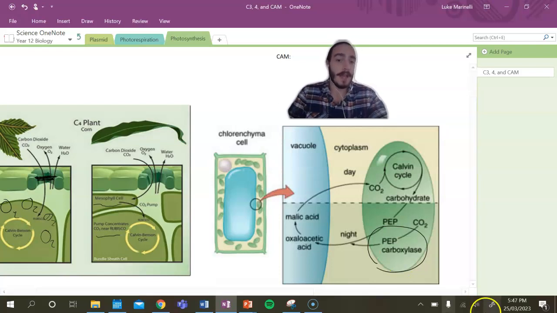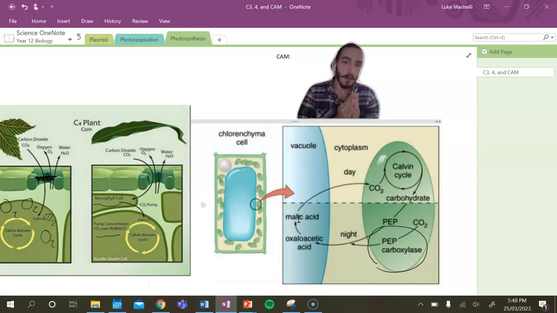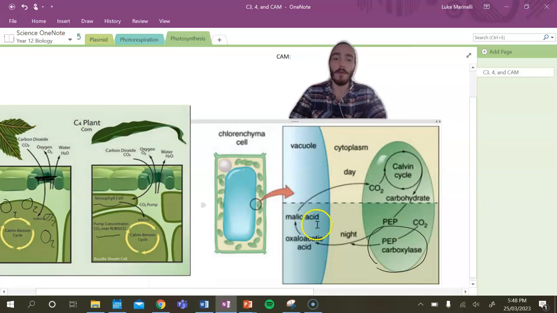So in CAM plants, we store CO2 that comes in during the night as malic acid, which is stored in the vacuole and left there until during the day, where we now close our stomata to prevent water loss. And even though we're not getting CO2 coming into the plant during the day, we have all this malic acid that we saved from the previous night. That malic acid is then brought into the chloroplast and processed and broken down into our carbon dioxide, which joins the Calvin cycle as normal.